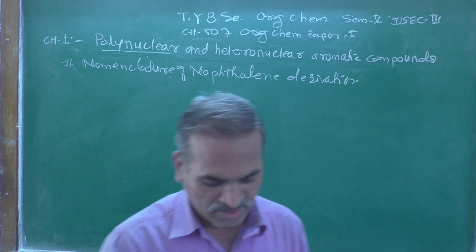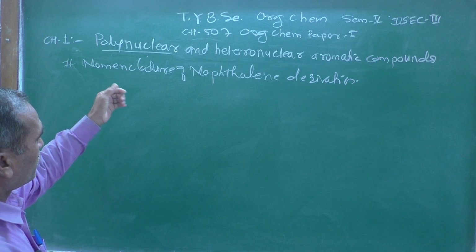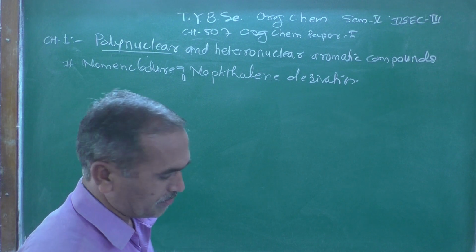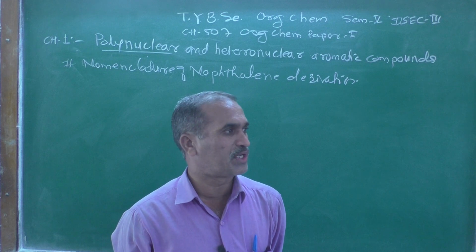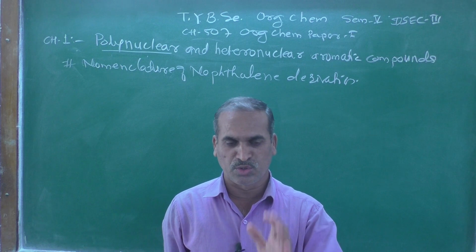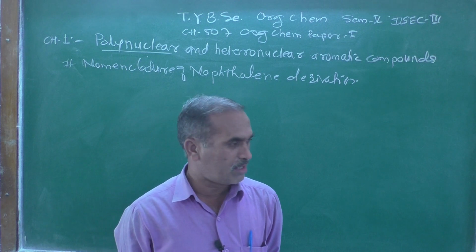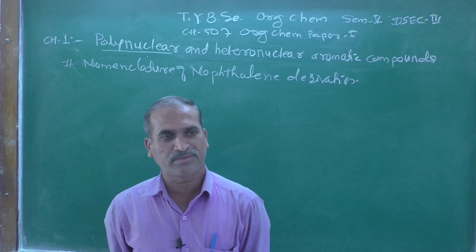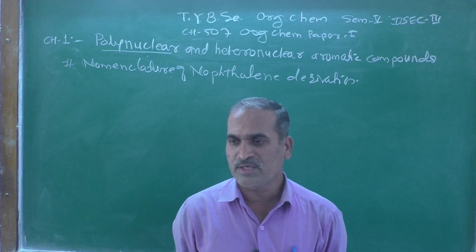Now look at the blackboard: nomenclature of naphthalene derivatives. As you know, nomenclature means the systematic way of giving the name of an organic compound. Two systems are generally used while naming organic compounds. One is the common name system and another is the IUPAC system.